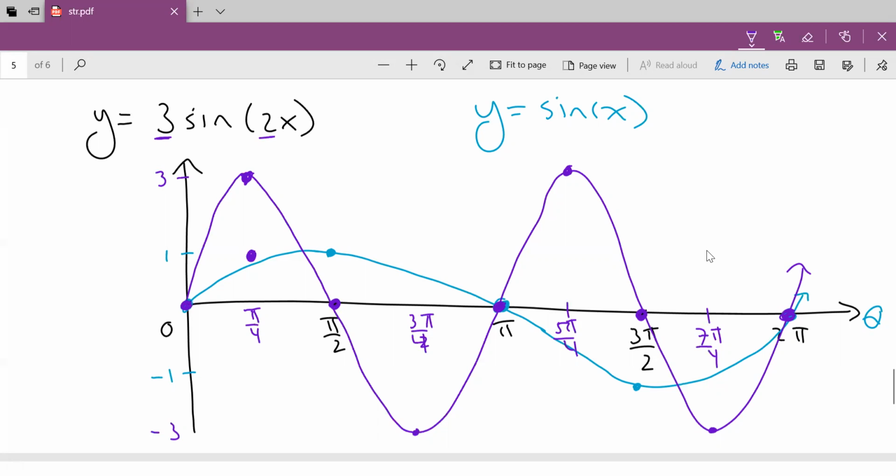Okay, so friends, it can be long and involved. Picture what we're going to do in the next video. We're going to start translating this horizontally and vertically. So it's going to get a little bit more complicated. So make sure you've mastered this before you move on to that lesson.